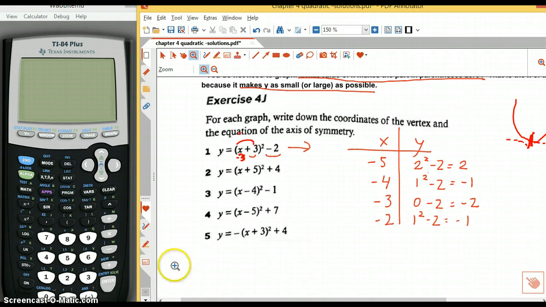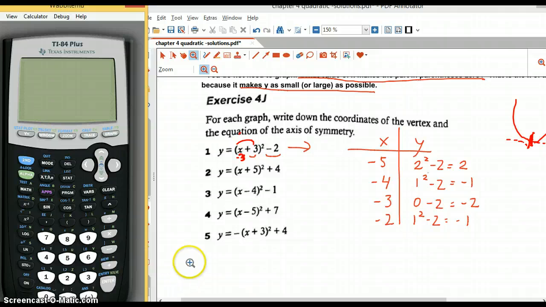Okay, but I'm going to give you another way to think about this in case that was confusing. If that was confusing, forget that, and we're going to go back to the way we did the first problem. We're going to make a table with x and y, and we're going to put values in to see exactly where the vertex is. So for example, let's start with negative 5. If we put negative 5 in here, then that's negative 5 plus 3. That gives us negative 2. Negative 2 squared is 4. 4 minus 2 is 2. So if x is negative 5, then y is 2.